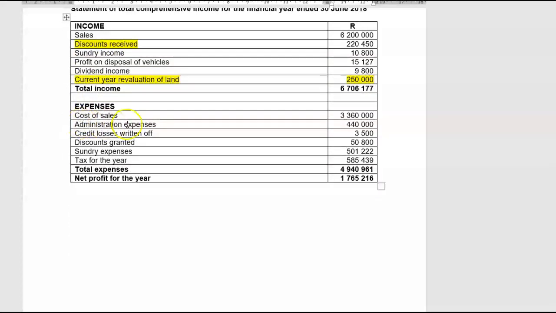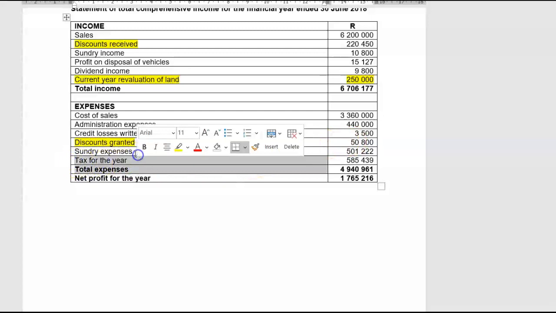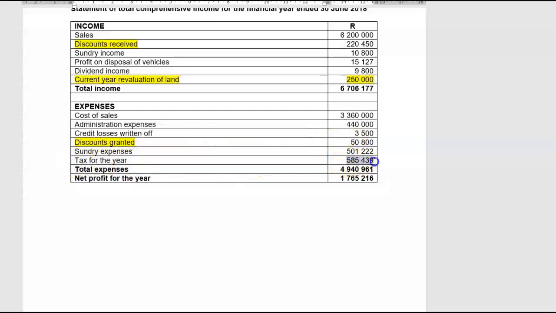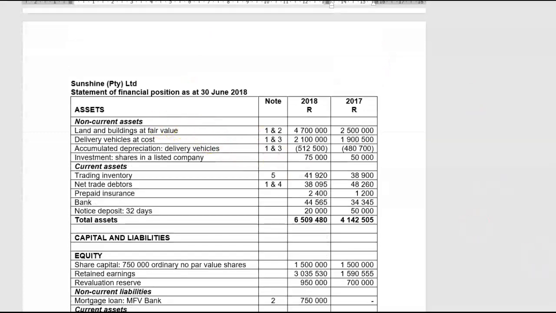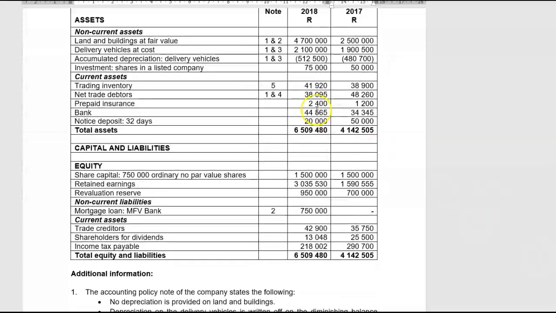Then I have cost of sales, admin expenses, credit losses written off, discounts granted. Now where should that be netted off? That should be netted off against sales, so that shouldn't be there either. Sundry expenses, then they give me my tax for the year, 585,439, and then they give us our net profit for the year, 1,765,216.